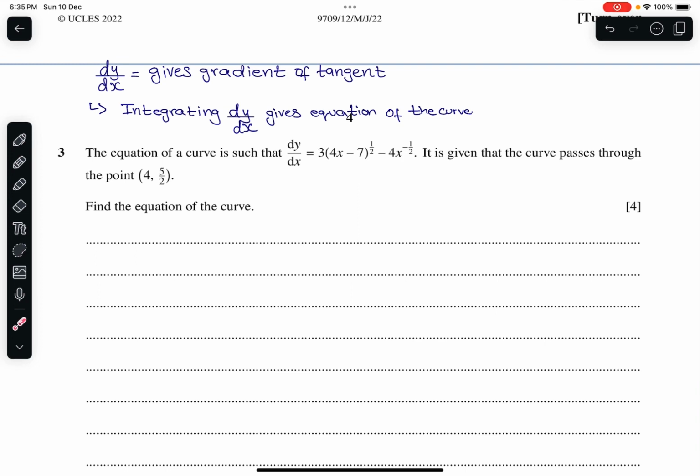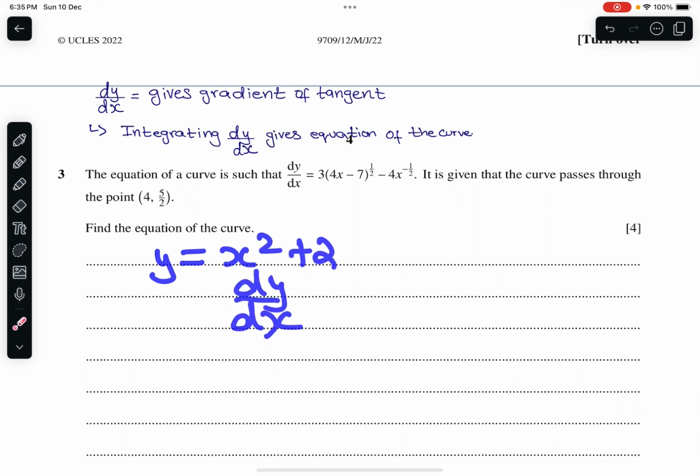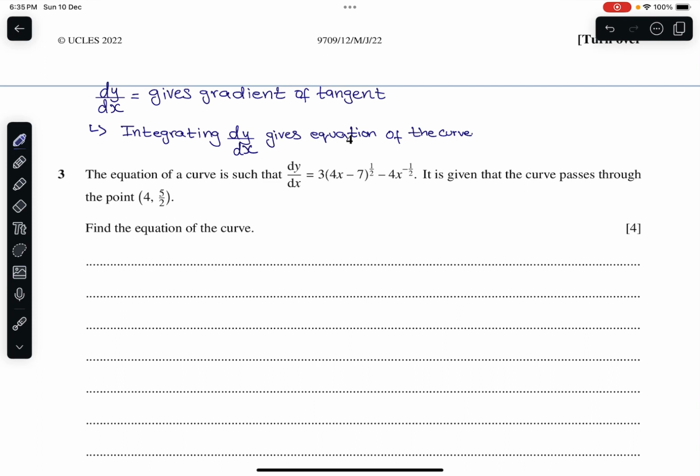So basically, what you recognize over here is that it is a reverse step. It is a reverse working. For instance, when you differentiate y, the equation of the curve, you get dy over dx, right? And when you integrate dy over dx, you get the equation of the curve. So this is basically a reverse working to find the equation of the curve.